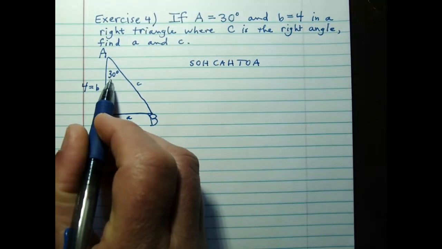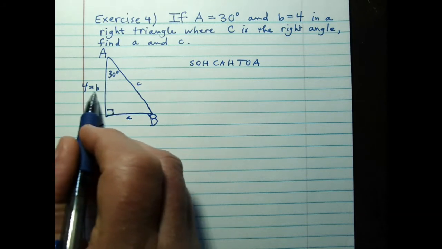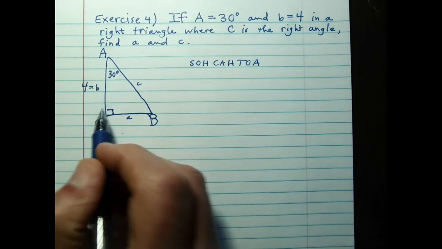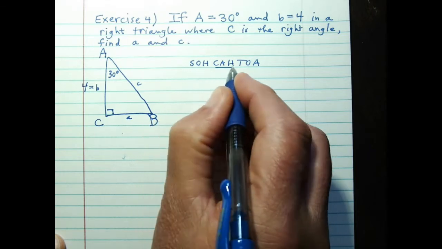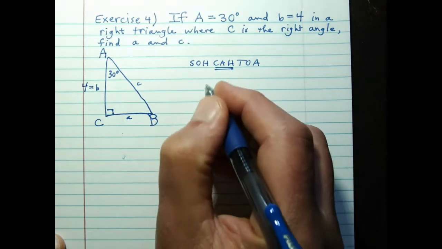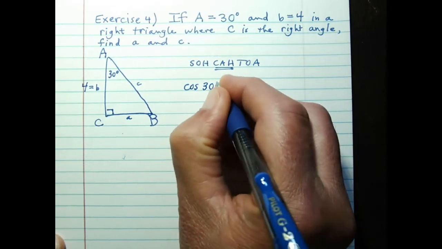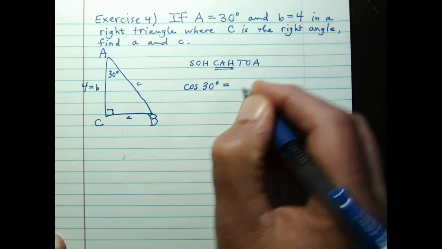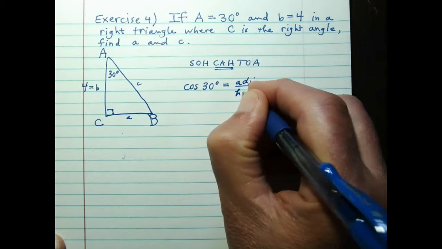And I'm given the 30-degree angle. I have this side of 4. That's the side adjacent to 30 degrees. So I'm not going to use sine. That uses the opposite side. I'm going to use cosine. And usually there's more than one way to do this, so this is not the only way. But if I use cosine of 30 degrees, cosine of 30 degrees is the adjacent side over the hypotenuse, right?